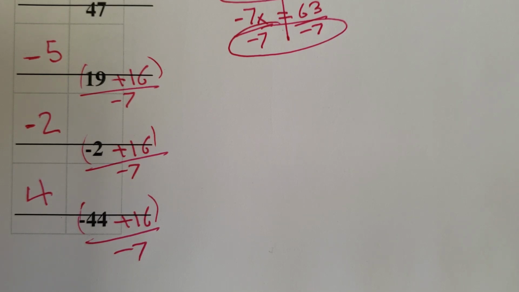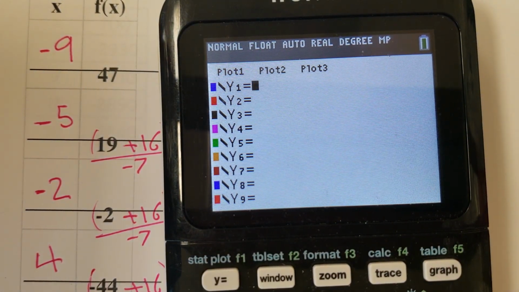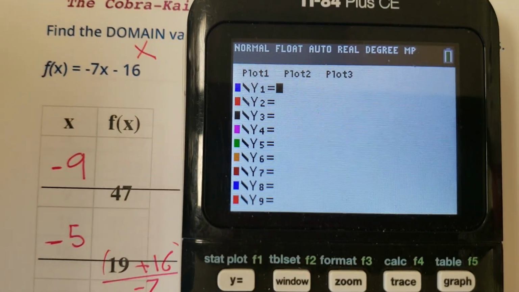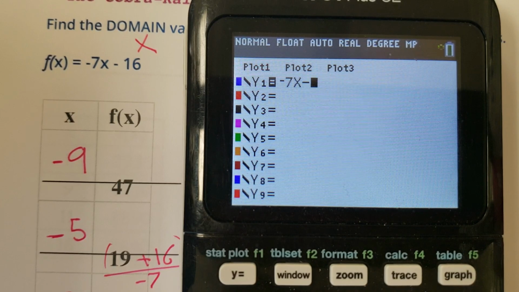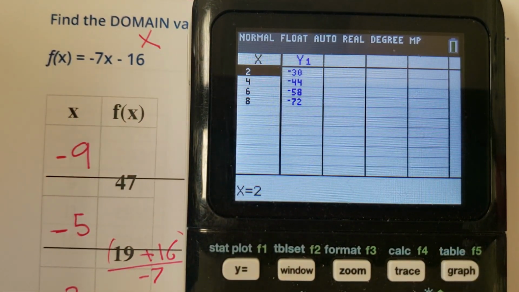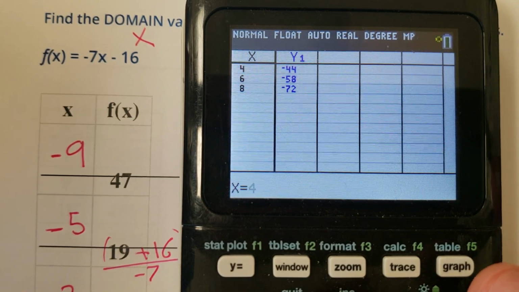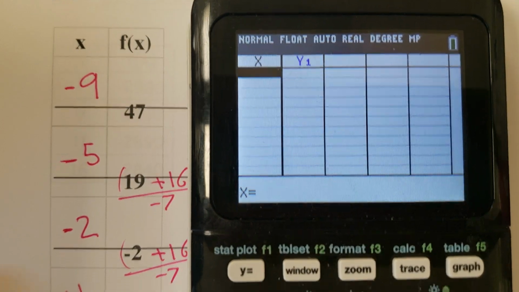I'm going to use my calculator skills to check my answers. Let's go back to the function button. I have a prior function in there. Let's type in the original function: negative 7x minus 16. Okay, let's go to the table. Let's put in my 4 answers and then see if they match up to the table.